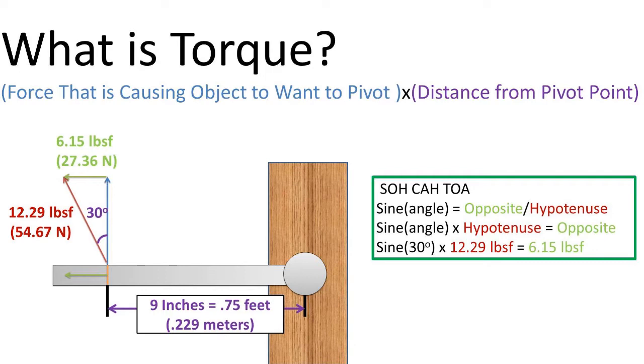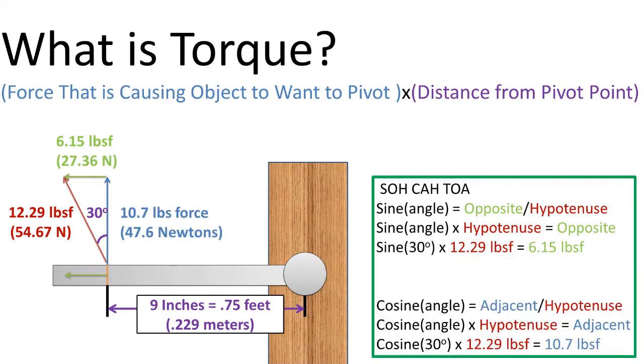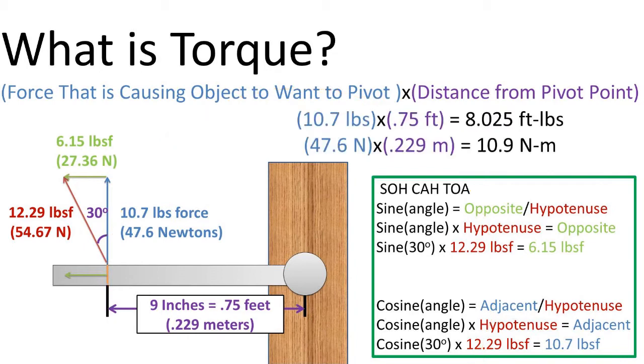We break down the force vector and notice that the green leg is not causing a torque because it is not causing the torque wrench to want to pivot around the pivot point. Next, we break down the force vector into a blue vector that is going perpendicular to the handle of the wrench. This force is causing the torque wrench to pivot because it is tangent to the circular path around the pivot point. So we can plug this force into the torque equation along with the distance this force is from the pivot point, and we end up with a torque of 8.025 foot-pounds or 10.9 newton meters.